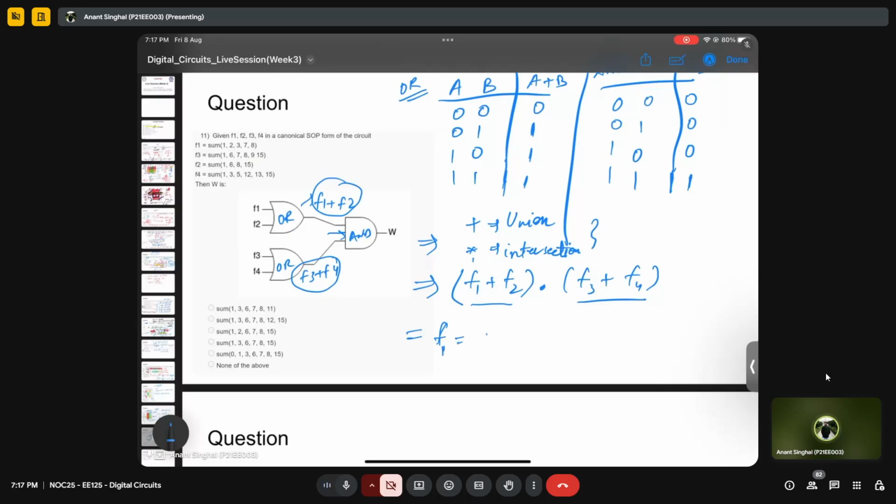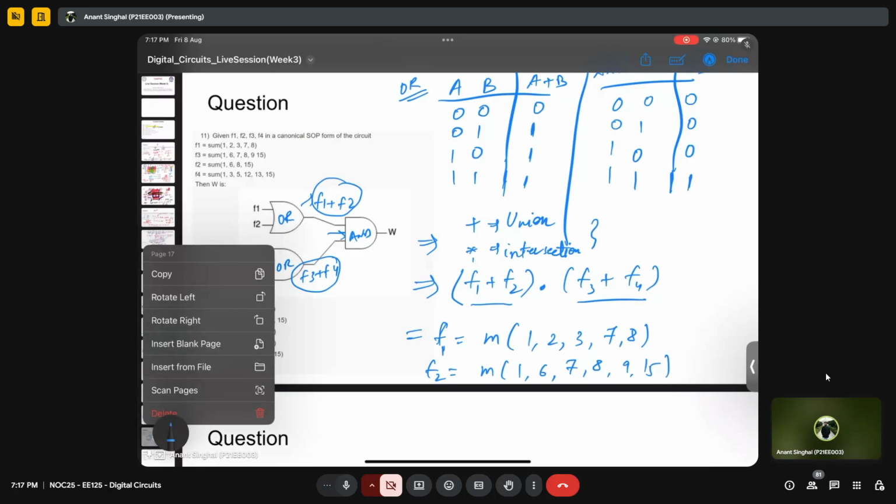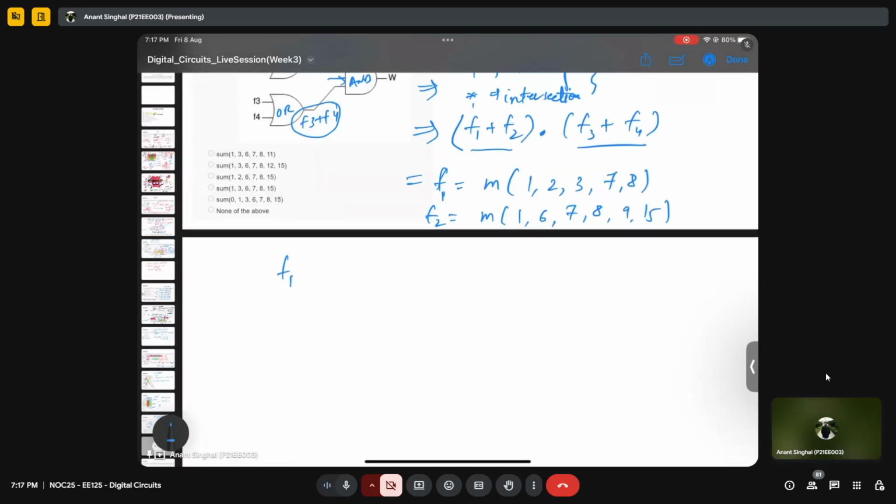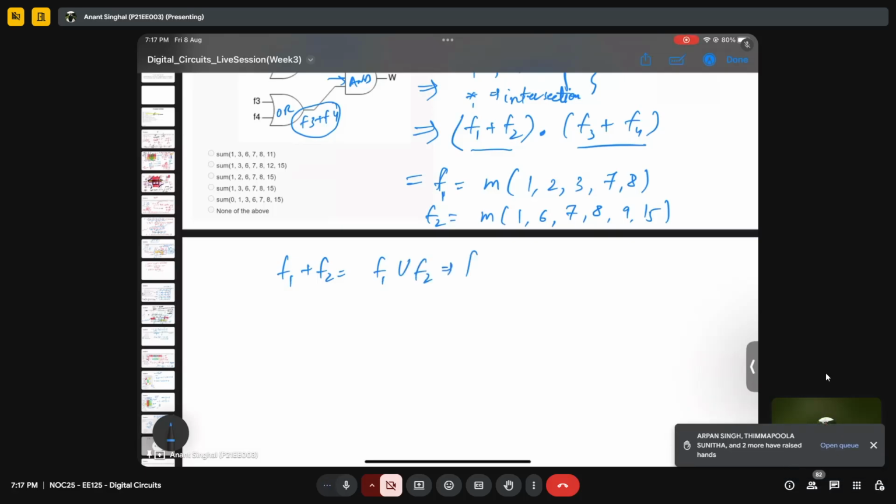So F1, it is given, it is min term, which is 1, 2, 3, 7, 8. And F2 is min term 1, 6, 7, 8, 9, 15. Let me add a page. So F1 plus F2 will be F1 union F2. That means both the terms. So the final F, let's say FA, would be the min terms 1, 2, 3, 6, 7, 8, 9, 15. All the terms that are there in both of them will be the final answer. Is it clear?